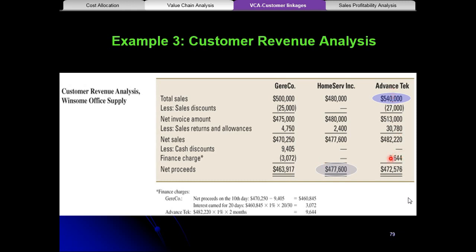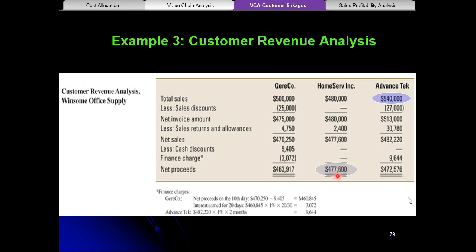What about Advanced Tech? Advanced Tech was actually late by over 1 month. So therefore it's cost you 2 months in finance charging for Advanced Tech. 2 months finance charge. So instead of getting 482 in cash, you're only getting 472. With Home Service, you're getting 477 in cash net.